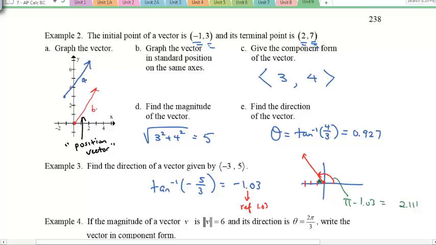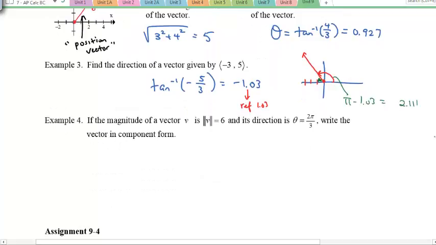Okay, back to number 4. If the magnitude of a vector is 6 and its direction theta equals 2 pi over 3, I'd like you to write the vector in component form. So where's 2 pi over 3? That's probably somewhere like this, where this angle is 2 pi over 3. The magnitude of the length is 6. So the question I have for you is, what is the component form, the x and the y value?